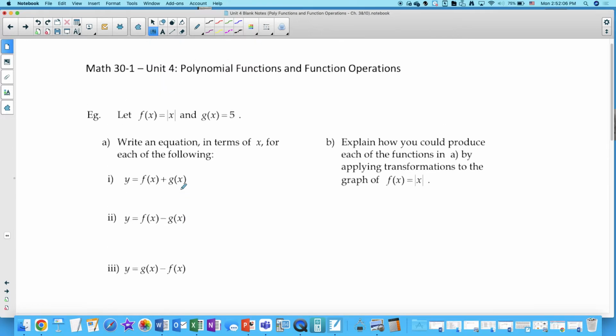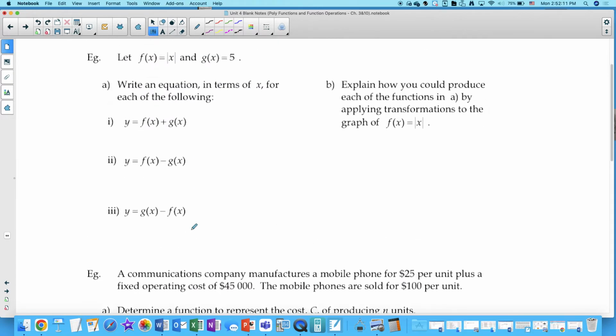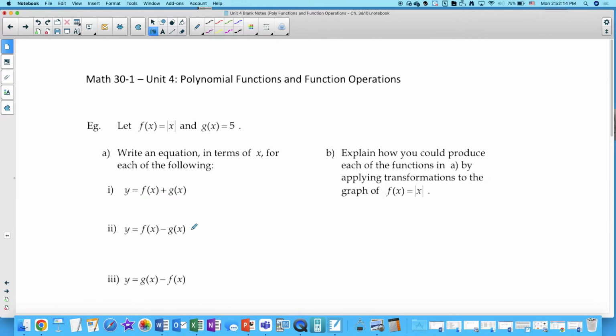All right, so let's take a look at this question. Here, essentially what we're doing is looking at sum and difference functions through the lens of transformations. So let f of x equal absolute value of x, and g of x equal 5. Okay, so first, here's what we want to do. Write an equation in terms of x for each of the following. So we're going to write out an equation. And then we want to talk about how we could actually get each of those functions just by applying transformations to f of x equals absolute value of x.